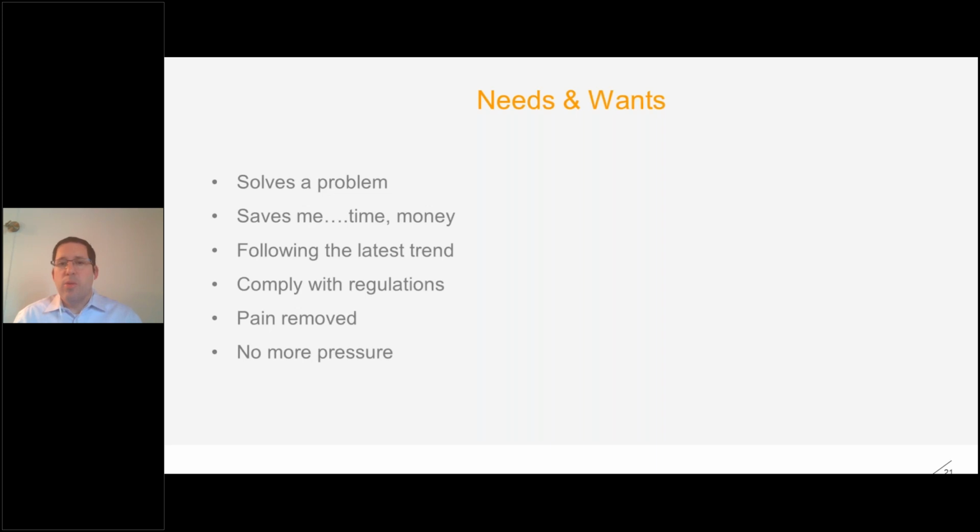And then the last one is the no more pressure. The idea being that sometimes within a business, you may be getting pressure from other people within the business to get the problem sorted. So the purchase that you then make means you can keep your boss happy, or if it's on the consumer side of things, you might be able to keep people that are nagging you. That nag then gets removed.